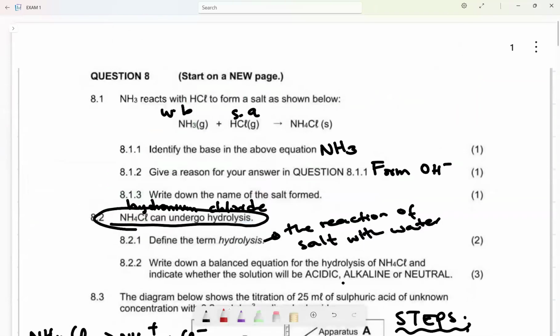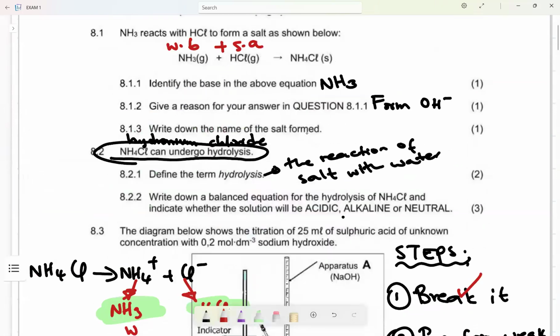And how did I know that my solution is going to be acidic? Because my salt is acidic, because this is a weak base plus a strong acid. Remember, with a strong plus a weak, it is always the strong that wins. So a strong acid will overcome the weak base, so our solution will be acidic.